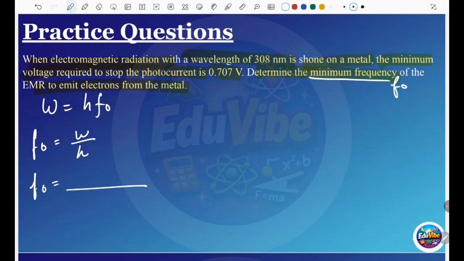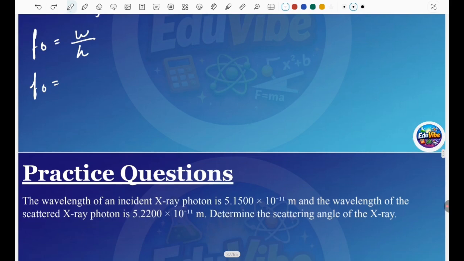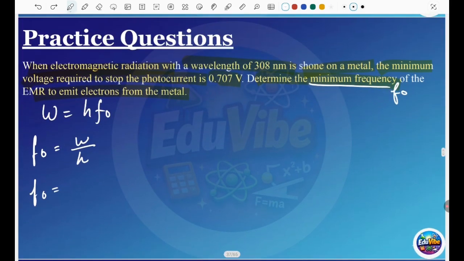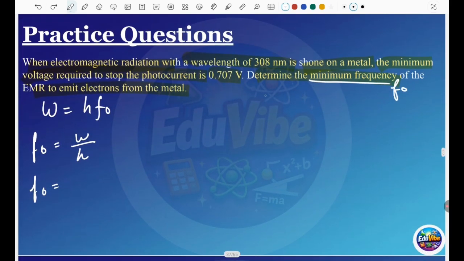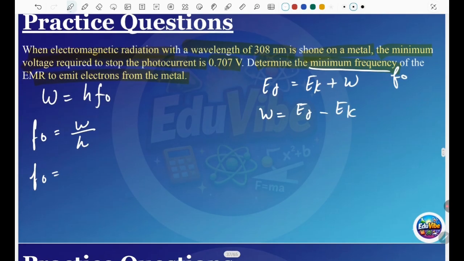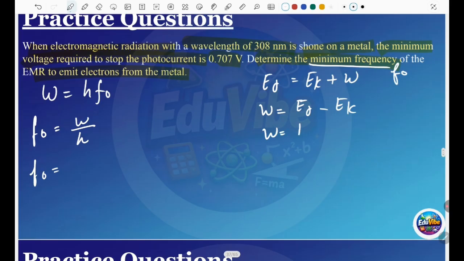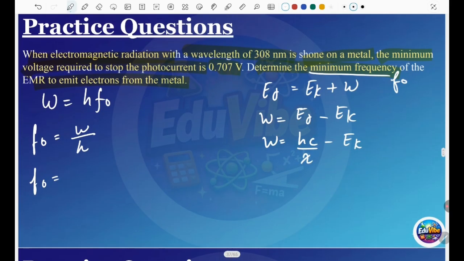For the H and W, I will discuss later on, but we first focus on how we can find the W. The main focus is how to find the W. For W, we have this formula, which we know again from the previous question. W is equal to the photon energy minus the kinetic energy, so W is equal to hc upon wavelength minus the kinetic energy.